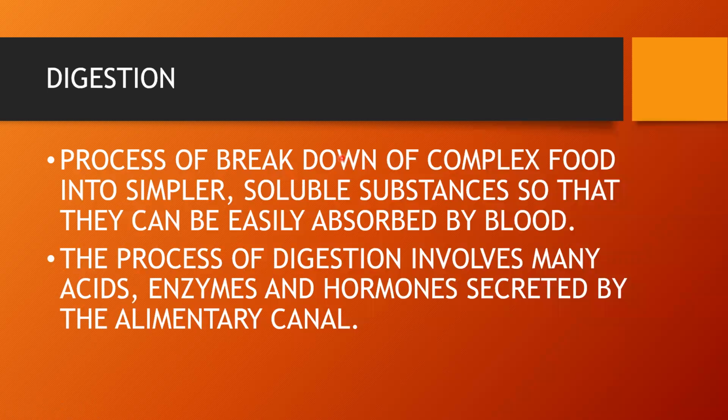So first, to make the food usable by our body, we have to break it down into simpler substances, into soluble substances, so that it can be easily absorbed by the blood. So the blood can easily absorb it, and then our body can use it so that we can get nutrients and energy from that, so that it will be utilized in our day-to-day work. So if we take rice, it has to be broken down into a simpler substance.